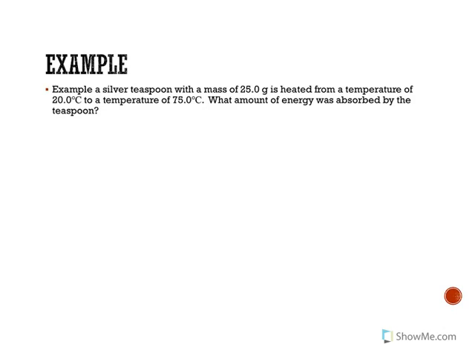Our next example here, a silver teaspoon with a mass of 25 grams is heated from a temperature of 20 degrees to a temperature of 75 degrees. What is the amount of energy absorbed by the teaspoon? Let's write out our variables. Q, M, C, delta T. We have a silver spoon. Let's take a look. Silver is 230 joules per kilogram degrees Celsius.